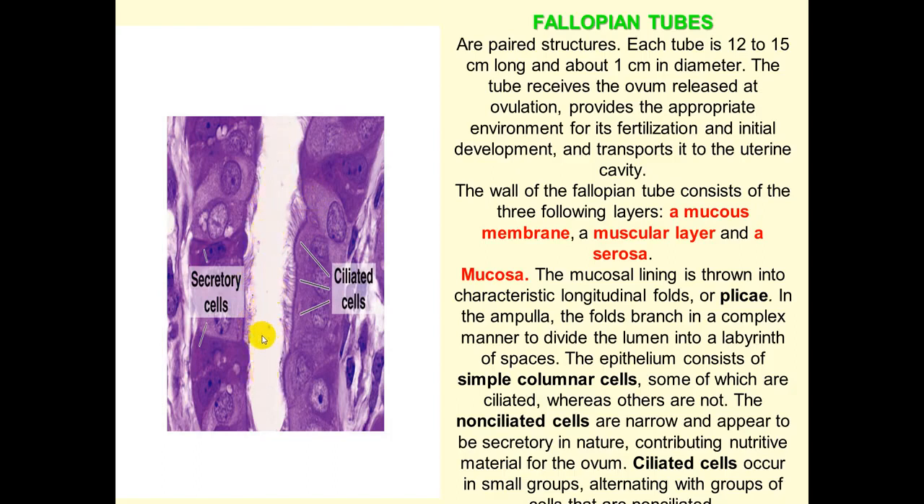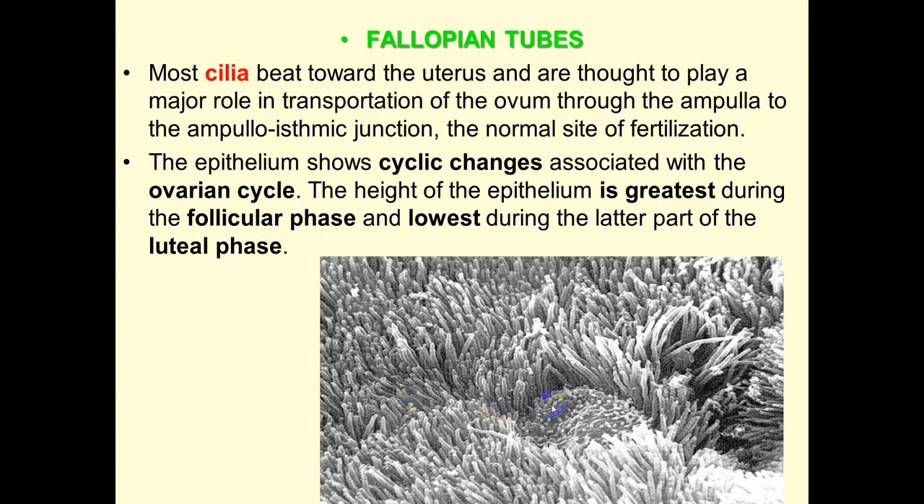The lumen of the uterine tube has liquid, but the ciliated cell has cilia. It is an organelle of movement, remember. You see, it is a scanning electron micrograph. Cilia constantly beat towards the uterus and are thought to play a major role in transportation of the ovum through the ampulla to the ampullary isthmic junction, the normal site of fertilization. It means that it moves to the cavity of the uterus.